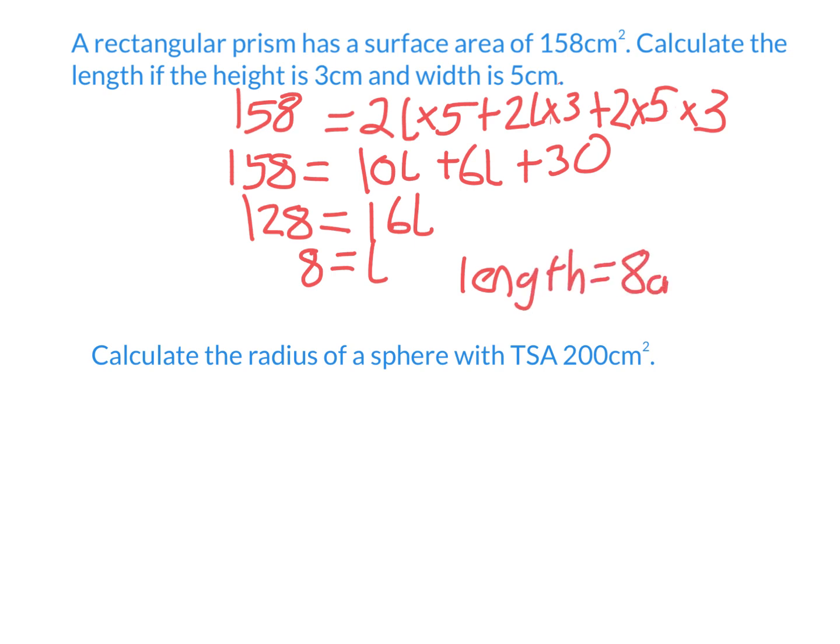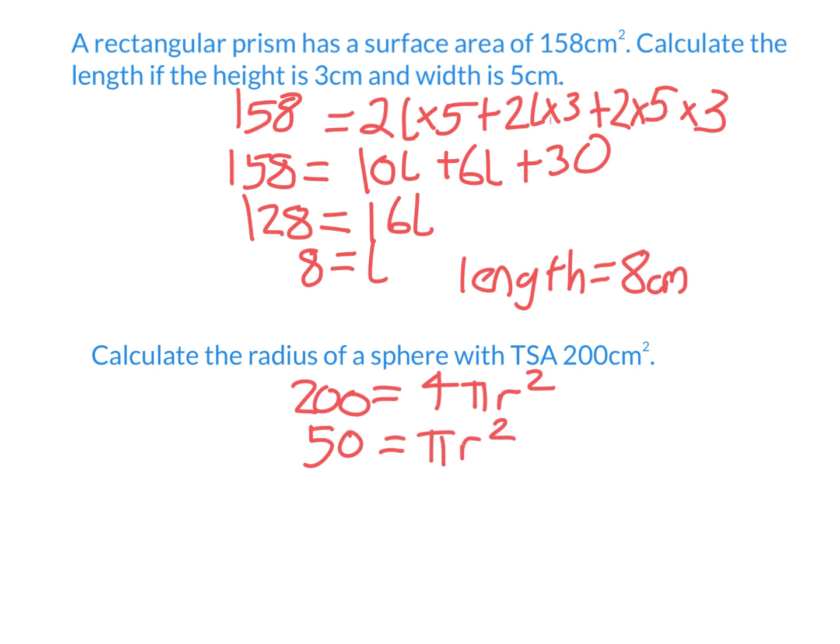Okay, let's look at the next question. Calculate the radius of a sphere with total surface area 200. So first step, I'm going to write the formula. Total surface area equals 4 pi r squared. So now I'm going to rub out total surface area and replace it with 200. See, that's all I need. This is an equation with just one variable, so I can solve it. First step is to divide each side by 4. I get 50 equals pi r squared.